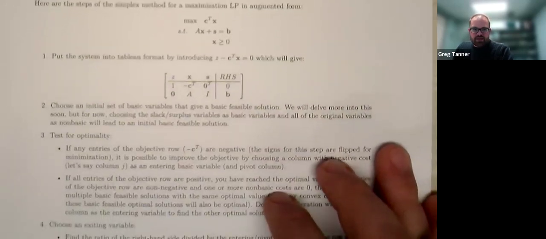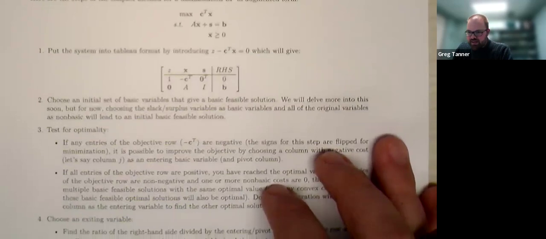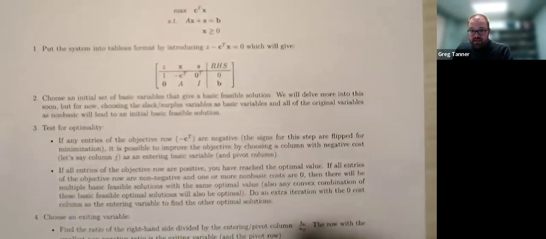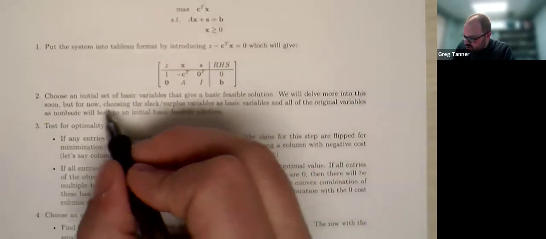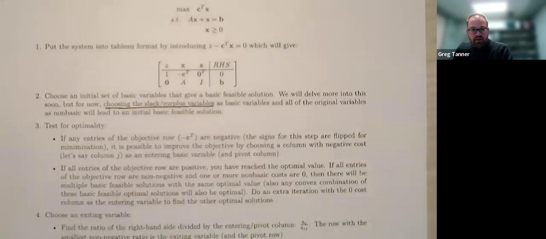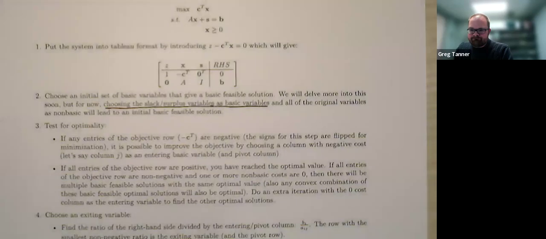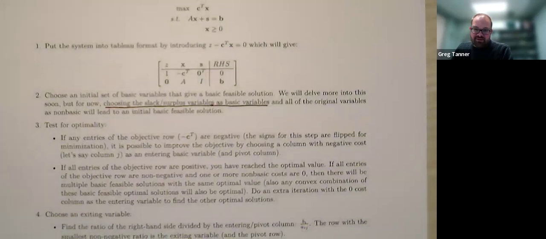The next step is to choose an initial set of basic variables that give a basic feasible solution. In practice, this is difficult, but to begin with, we'll choose just the slack variables as basic variables. At least for these first few problems that we do, that will work every time. It will start us off at 0, 0, 0 in the original variables, and as long as that 0, 0, 0 is a feasible solution, that's a good place to start.